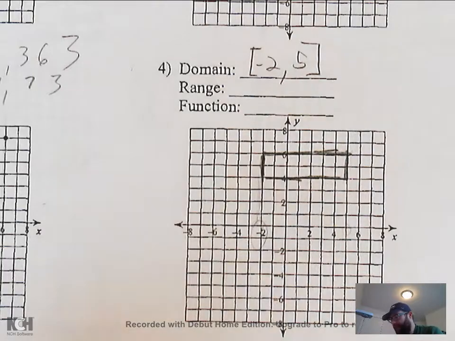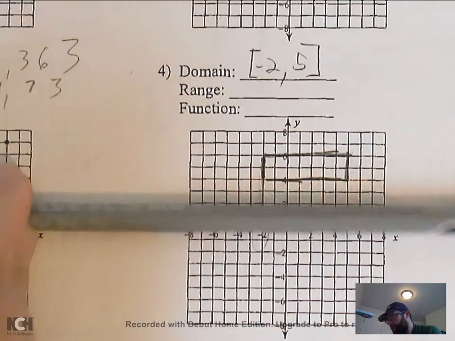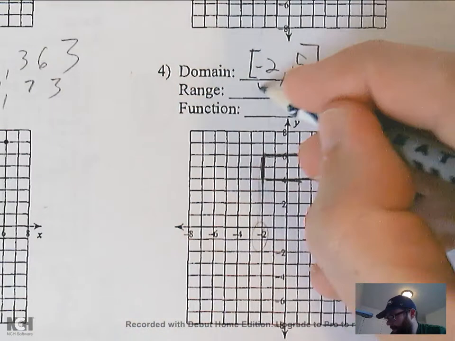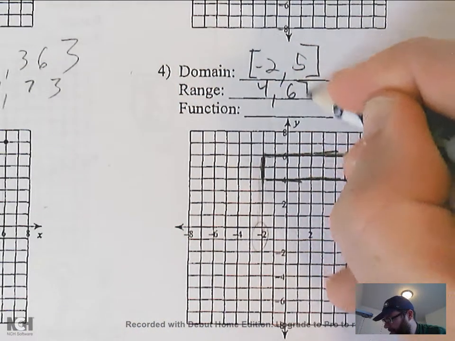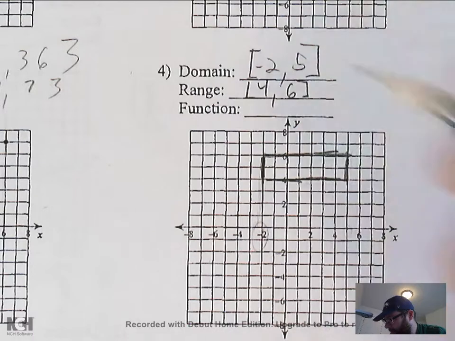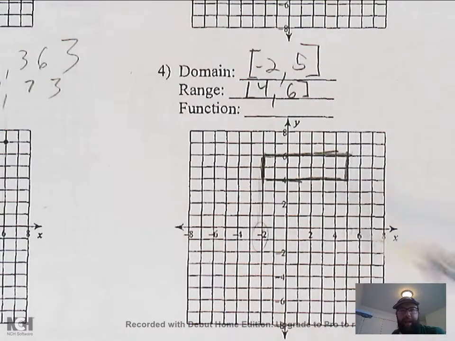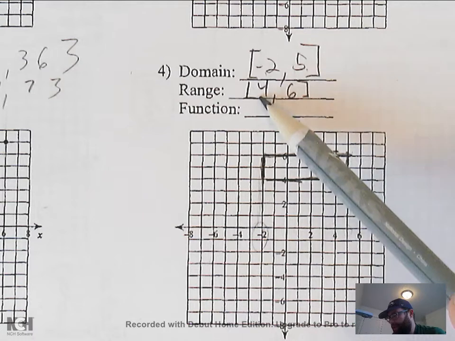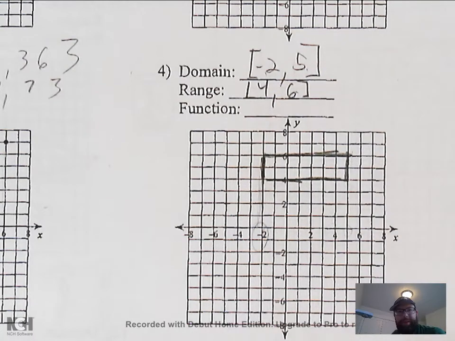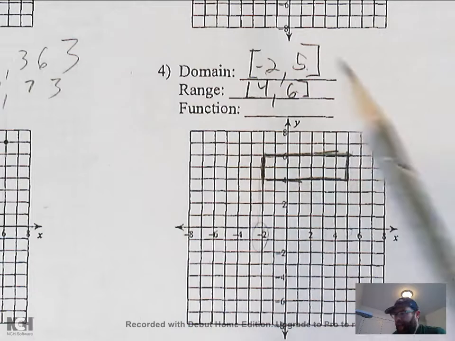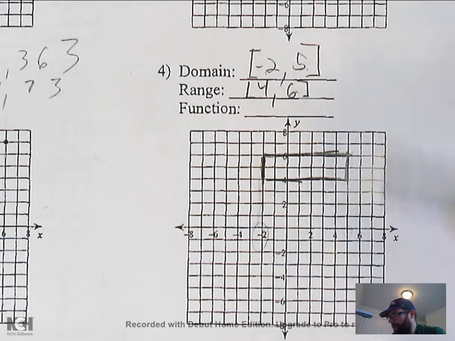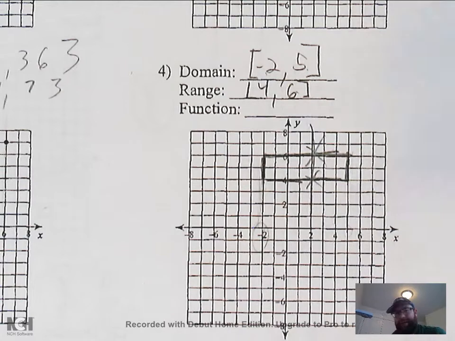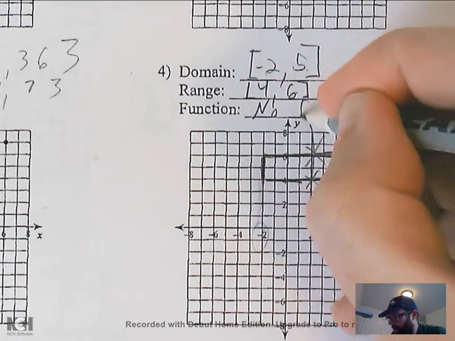Okay, and then range is just bottom, top. Least y value is 4. Greatest is 6. So 4, 6 in the brackets. Okay, and again, leftmost number, rightmost number, downmost number, upmost number. Okay, and then is it a function? If I draw a vertical line, it hits it twice, right? That's not a function. No fun.